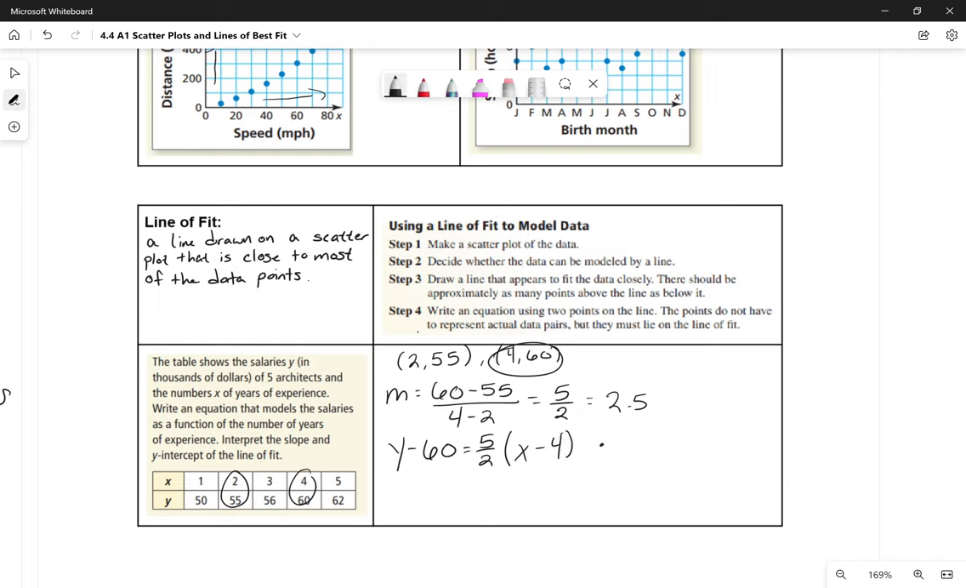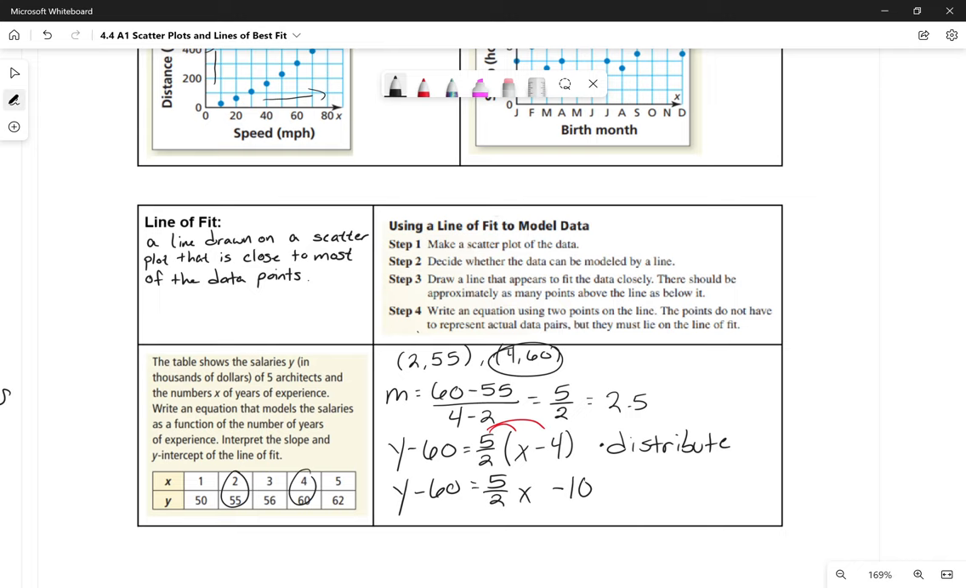From here, I want to solve for y. I like to use slope-intercept form because it is able to explain a lot of information in a very brief amount of time. So our first step is to distribute. So we're going to use the distributive property to simplify this equation. So we're going to have y minus 60 equals 5 over 2x minus 10.